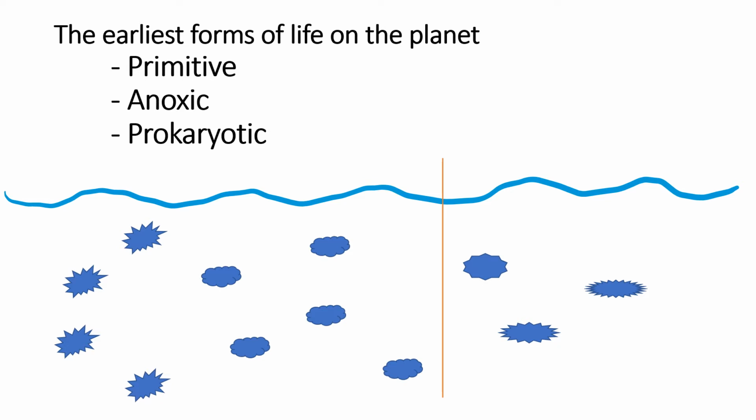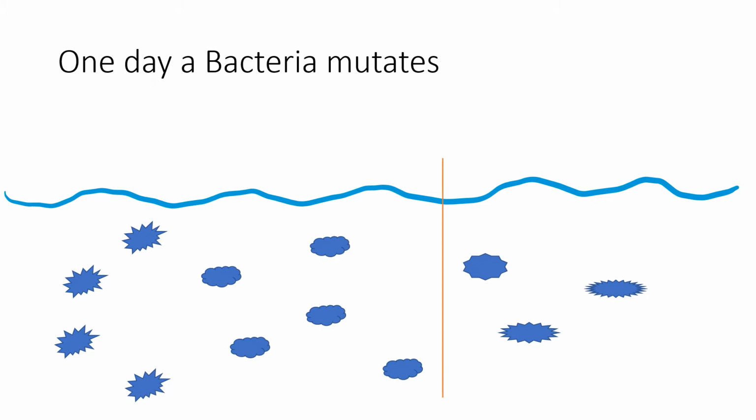So these are the earliest forms of life on the planet. As I said, they're very simple, very primitive. They're anoxic. That means that they do not like oxygen, no O2. It can kill them. They don't thrive on it. And they're prokaryotes, not eukaryotes. They are a simple cell, basically just DNA floating around in their cytoplasm with their membrane.